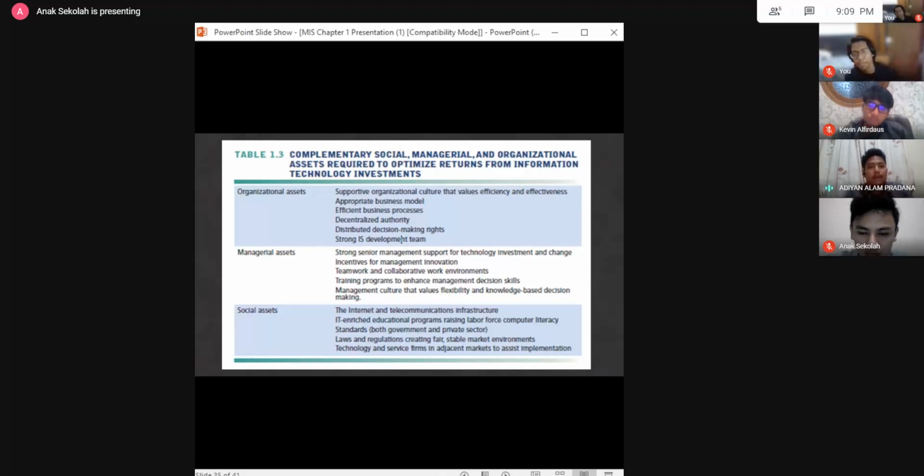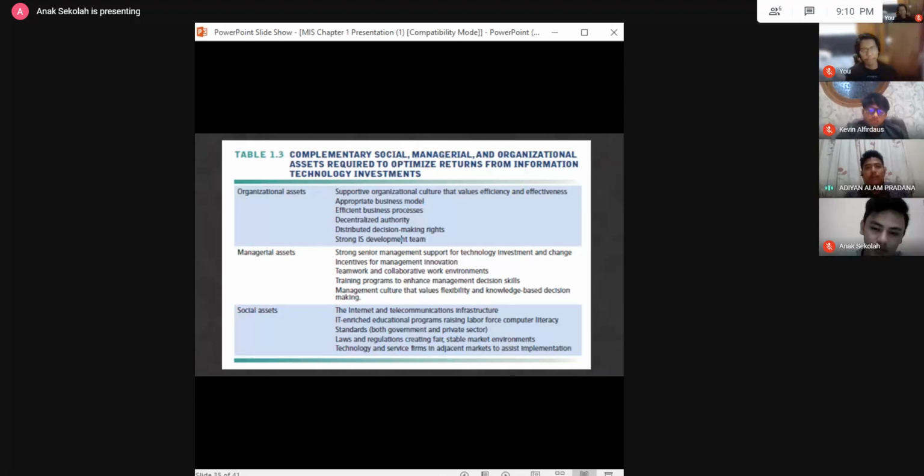Okay, and then the third category is social asset. For example, you can give for investment in some company the internet telecommunication infrastructure or IT, and educational program or standard or law or regulation. Yeah, example like that. Okay, that's the table, a list of the major complementary investments that firms need to make to realize value from their information technology investment.